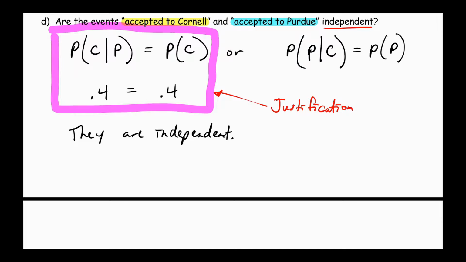Right? And it kind of makes sense, right? Colleges don't talk to each other. They look at the applications they have here. They don't call, hey, Cornell, did you let this girl in? No, they don't, right? But that proves it. This shows that they are independent.